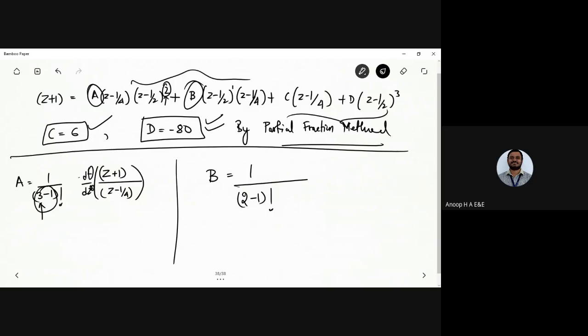And d by dz of the same thing, z plus 1 divided by z minus 1 by 4. So the value of a you can chalk out, and this is differentiating twice, successive differentiation, and this is differentiating once. So let me write down here, differentiate twice, and this one, which is differentiate once.